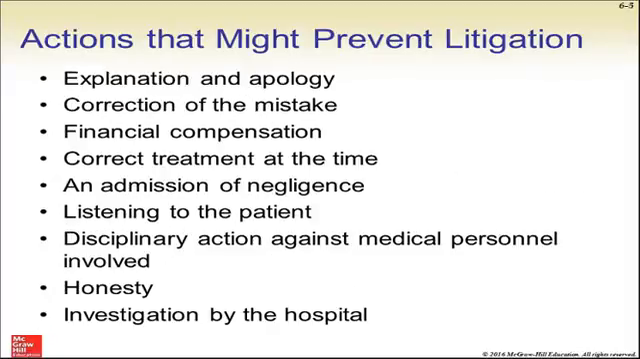Actions to prevent litigation. All of these are extremely important. Explanation and apology. Sometimes that's all it takes, is to explain what happened and give a sincere apology if something went wrong. Correction of the mistake, always a good thing. Financial compensation. Correct treatment at the time. Of course, if we do what we need to do correctly at the time, that's always great. An admission of negligence. Sometimes people just want to hear, "You're right, that falls on my shoulders." Listening to the patient.